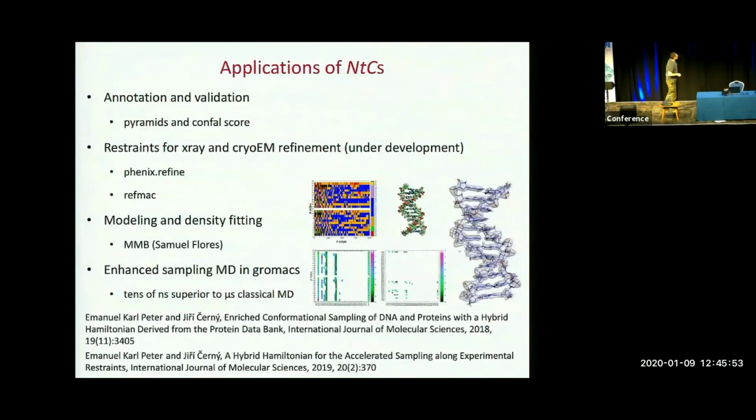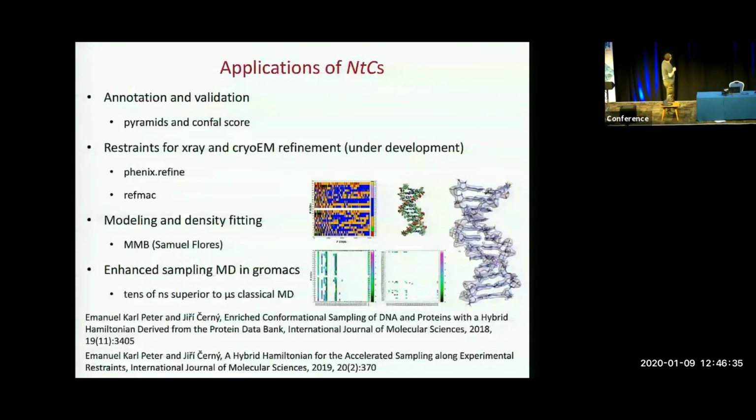So what are we using NTCs for? As I said, for the annotation and validation, we designed this graphical representation and the confold score, which shows you the quality of the data. And now we are working on designing restraints for refinement in collaboration with Phenix and REFMAC people. It kind of works already, but it still has to be polished for the general public, I would say.